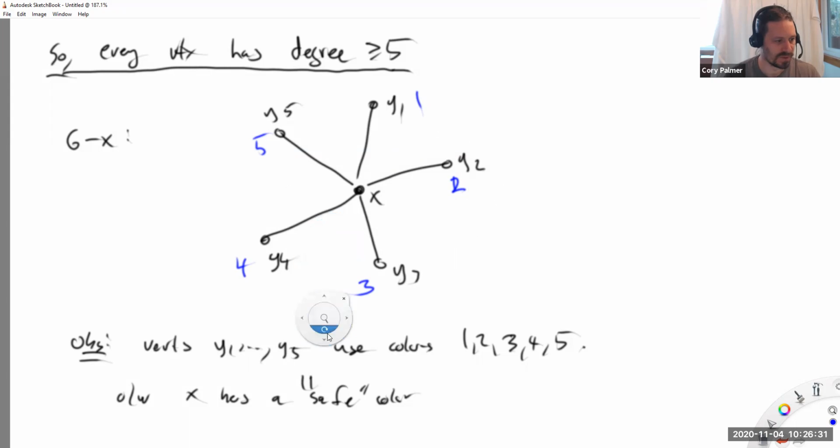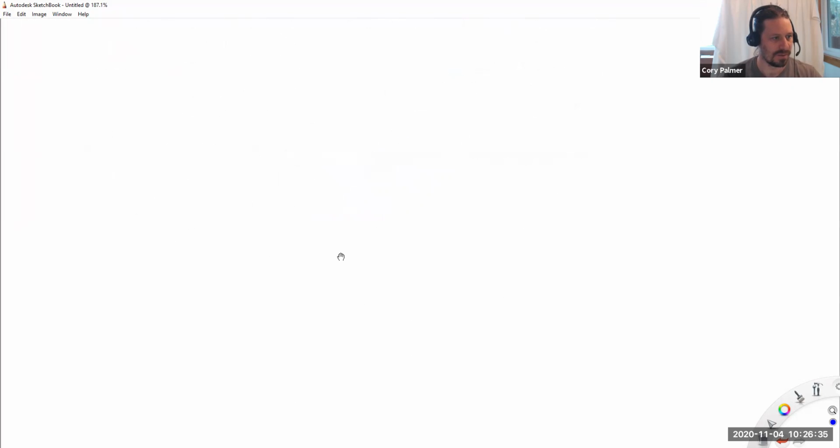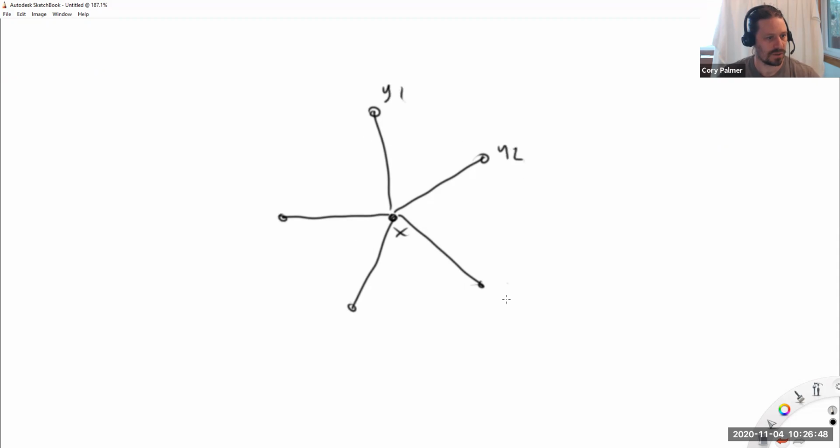I don't have enough room, so I'm just going to immediately redraw this picture, but we're going to start working with this picture. And this is the crux of the proof. This is where it gets pretty cool. Okay, so here's X, and then we've got Y1, Y2, Y3, Y4, and Y5. And they see colors 1, 2, 3, 4, 5. I will write down the colors, because we're going to use them a bunch here. 1, 2, 3, 4, and 5.